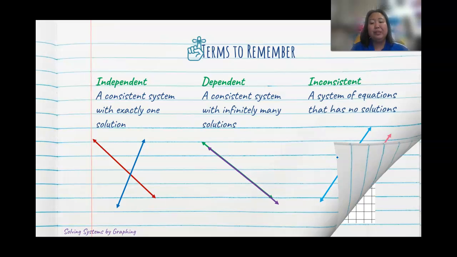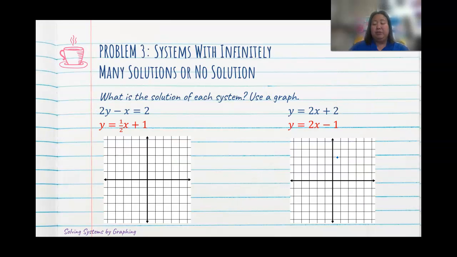Okay, so let's have some examples here. What is the solution of each system? Just like what we are doing, we have two different equations here and I have them color coded. Again, it's a lot easier to graph your lines if they are in slope intercept form. Now, if you take a look, this equation here is not in slope intercept form. So let me just move it up here.